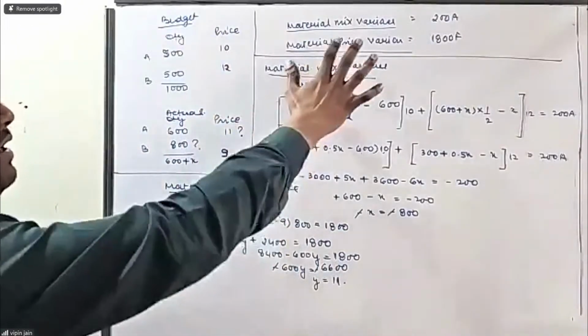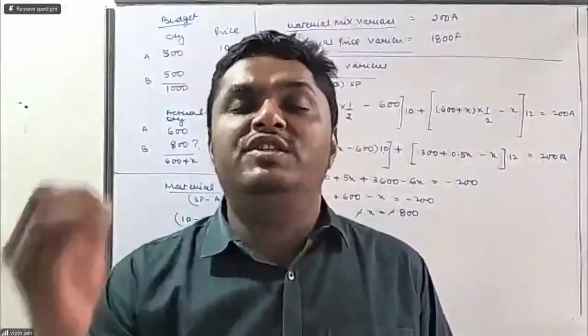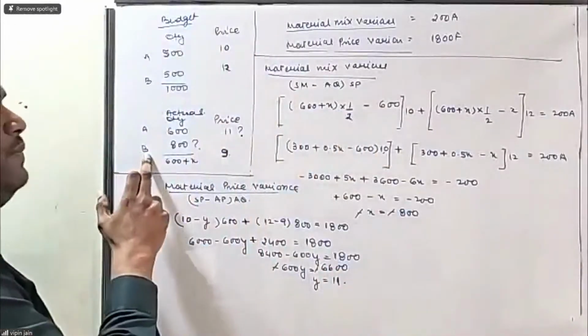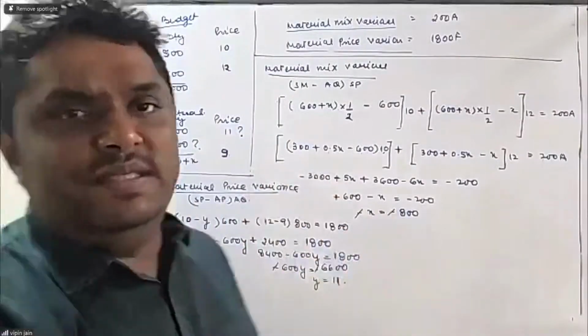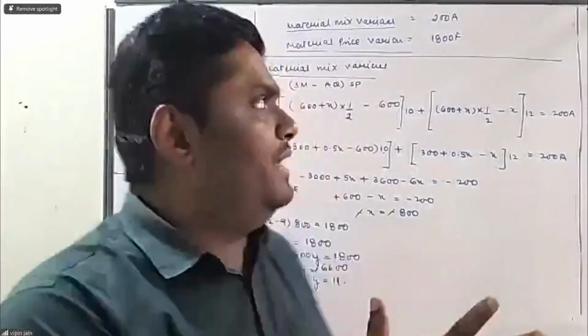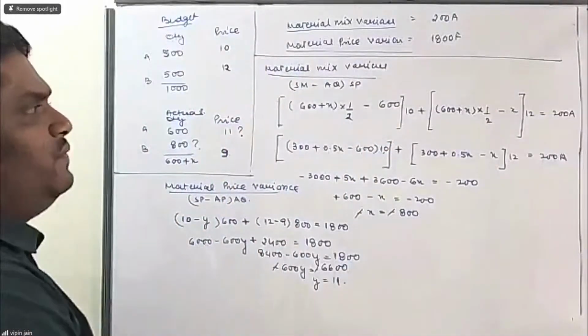So here, the first thing is हम लोग material price variance से question शुरू ही नहीं कर सकते because the actual quantity of B and actual price of A is missing. So we have to start this question with material mix variance.